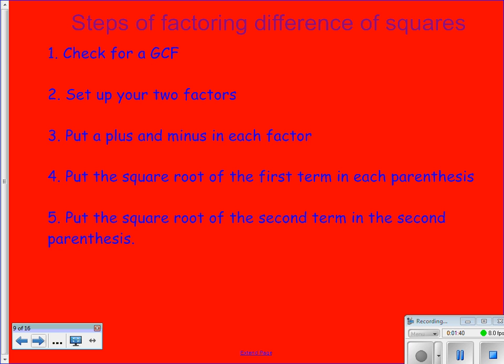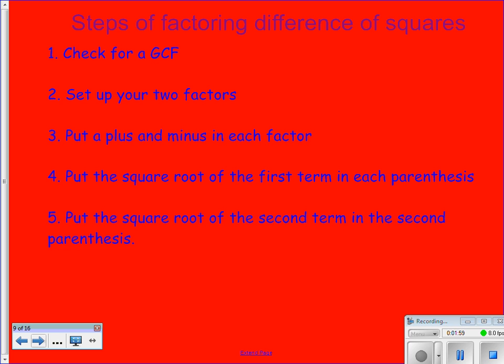Next thing you need to do is set up two factors. When I say that, all I'm asking you to do is to make two parentheses, just like you've been doing previously, but after the x. Next thing you're going to do is put a plus and a minus in each factor. That's the great thing about differences of squares. It's all set up the same. You're always going to have a plus and you're always going to have a minus.